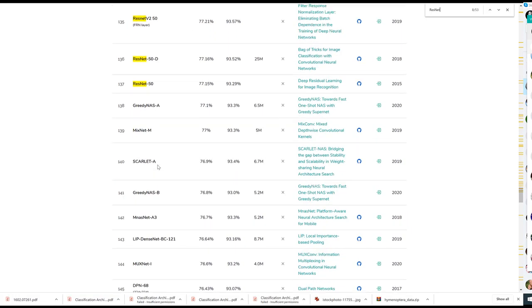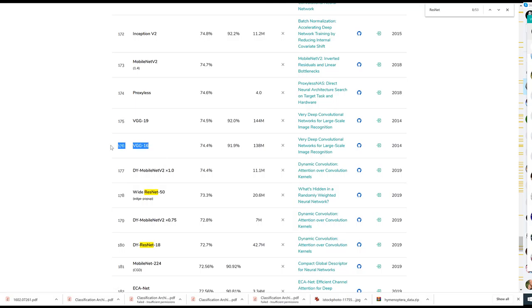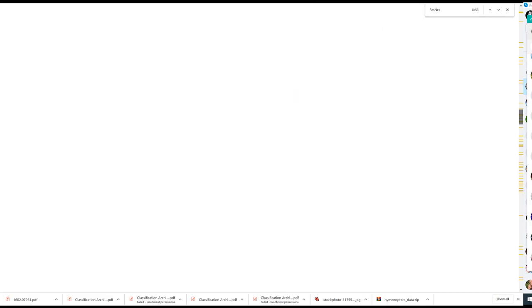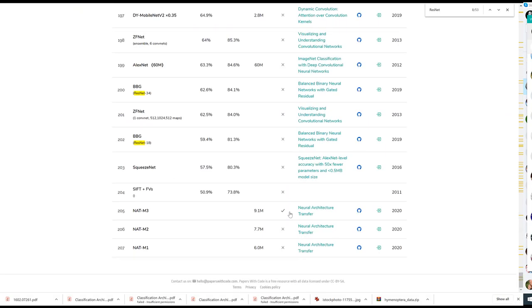All right, let's go down. I don't know how far this goes down. All right, so you see that something like VGG is moved quite far down the list. So 74% compared to 87-88% of the current leader. Actually, let's double check what it was. All right, 88.5 for the current leader.